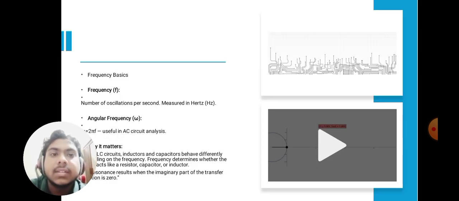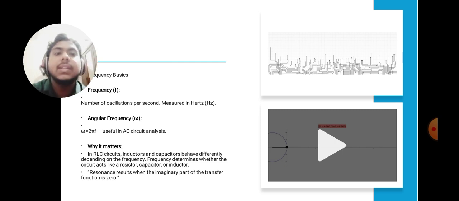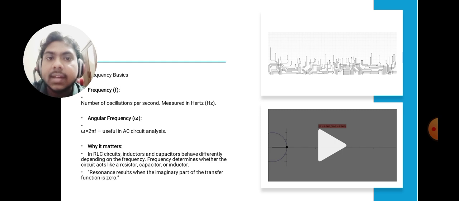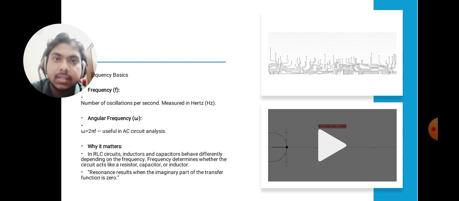Now, let's understand some frequency basics. What is frequency? Frequency is basically the number of oscillations per second, measured in hertz. There is also angular frequency called omega, which is 2 pi times the frequency, and it's useful in case of AC circuit analysis. As to why it matters, in RLC circuits, inductors and capacitors behave differently depending on the frequency. Frequency determines whether a circuit acts like a resistor, capacitor, or inductor. Resonance results where the imaginary part of the transfer function is 0.